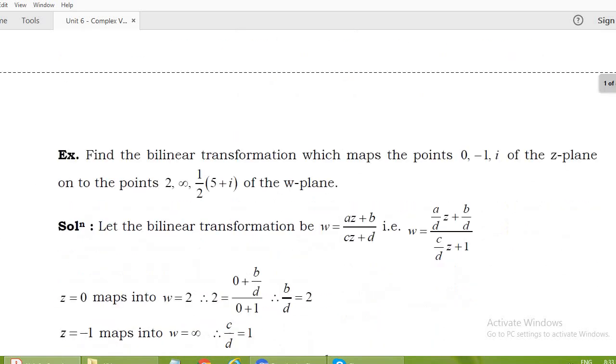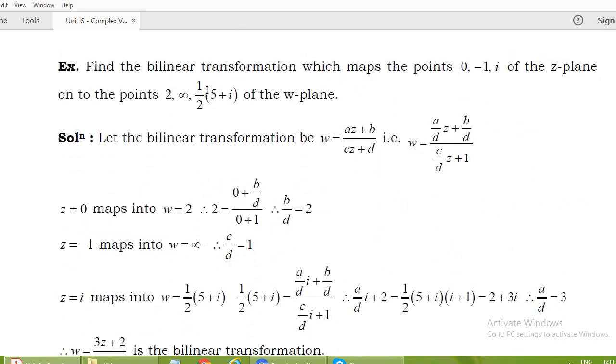And one problem: find the bilinear transformation which maps the points 0, minus 1, i of the z plane onto the points 2, infinity, half (5 plus i) of the w plane. This is the bilinear transformation. We have to just determine the values of these constants.